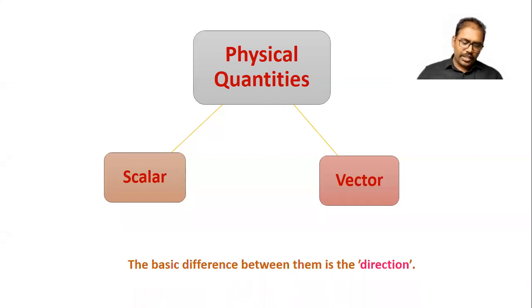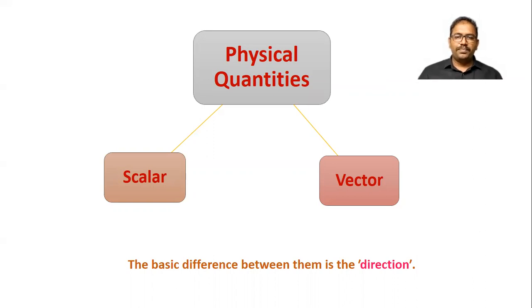This classification is based on direction. Now let's see what is scalar, what is vector. In 9th standard and 10th standard, you already learned what is scalar, what is vector. In this chapter, we have to learn in more detail what is scalar, what is vector, how we can add vectors, how we can add scalars, how we can multiply vectors, etc. So we have to learn vector algebra in this chapter.